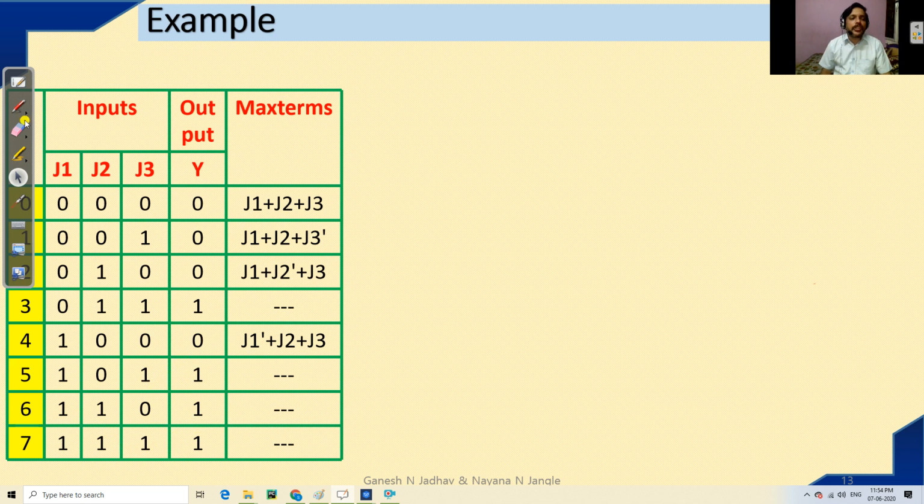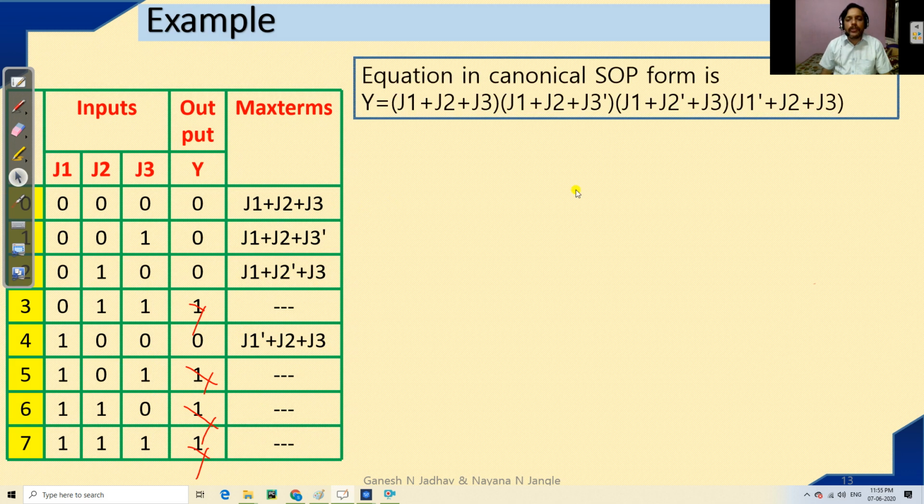But in the POS structure we have to concentrate on the 0 output, so we need not consider these. Where the judgment is 0, that is, the output is no, we have to write down the terms. For this, what is the max term? J1 plus J2 plus J3. For this, J1 plus J2 plus J3 dash. For this, it is J1 plus J2 dash plus J3. For this, J1 dash plus J2 plus J3. So in canonical POS structure, we can write down this equation.